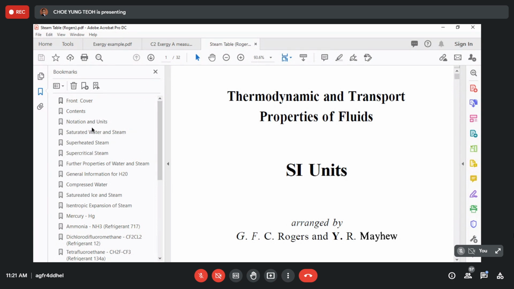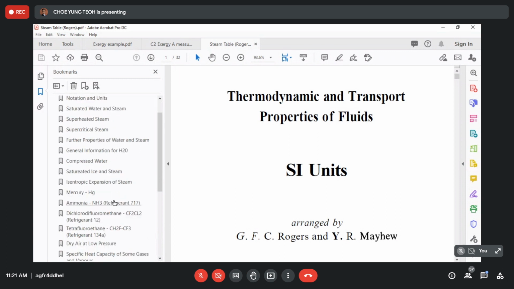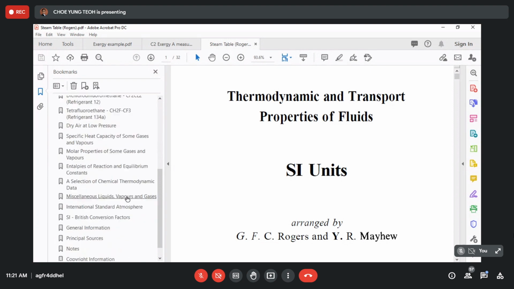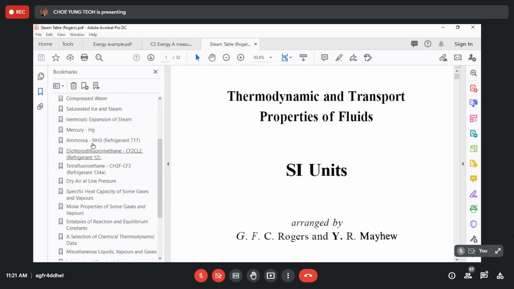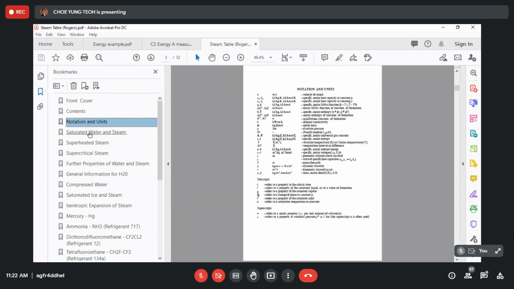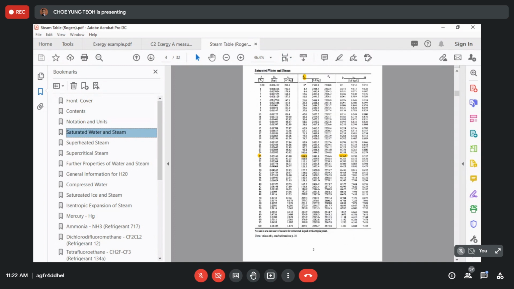You can see that other than steam, we still have mercury, ammonia, and CF2, which is a refrigerant, refrigerant 134A, used in cooling systems. But we do not really cover those, we just cover steam. Here we have saturated water and steam, superheated steam, supercritical steam, and compressed water. Let's start with saturated water and steam.